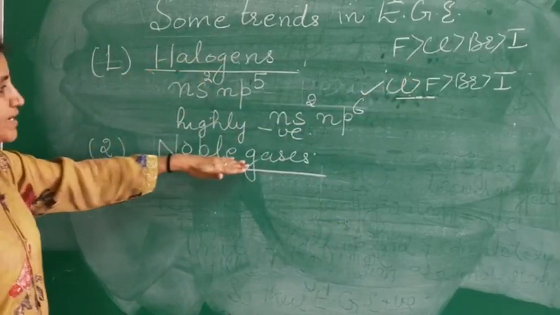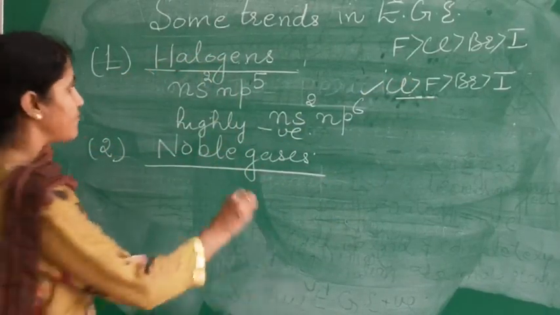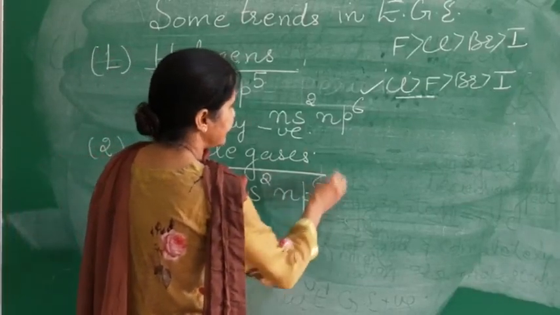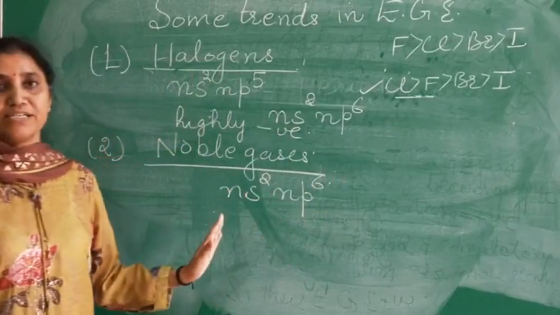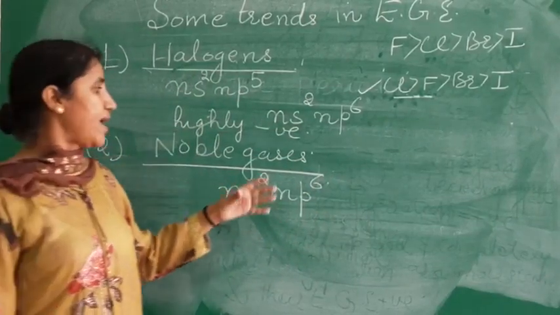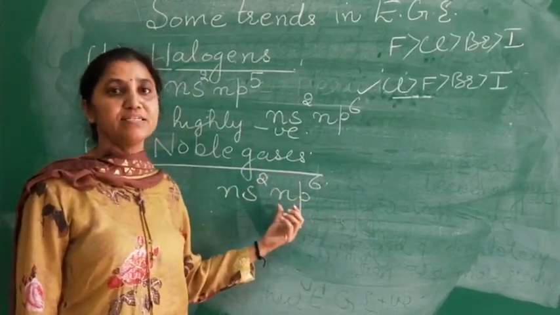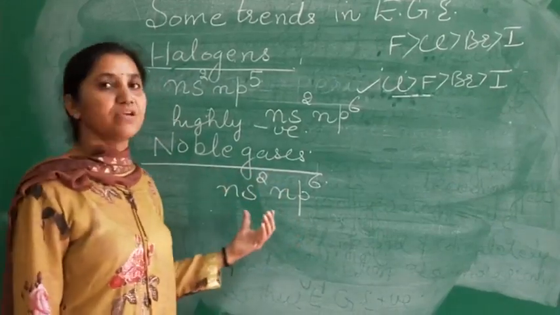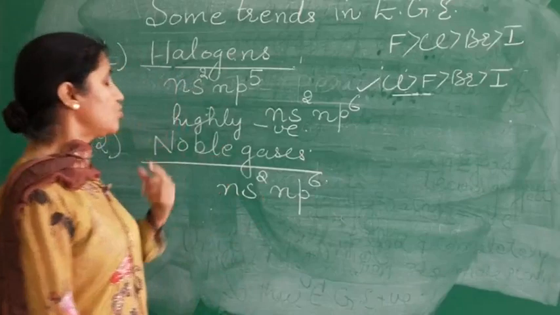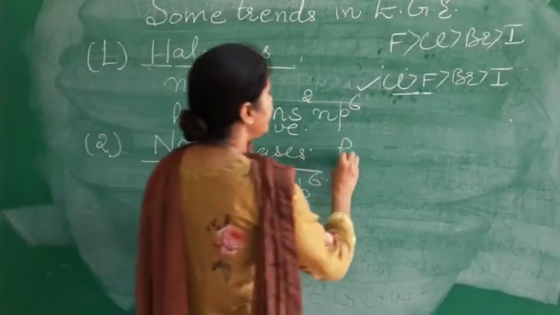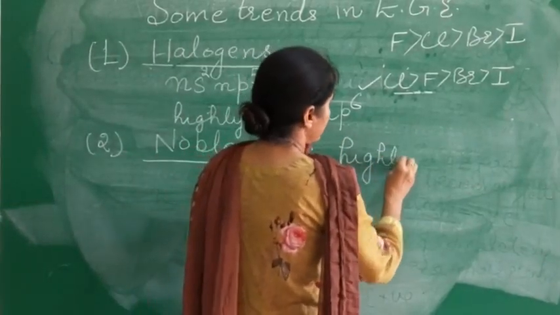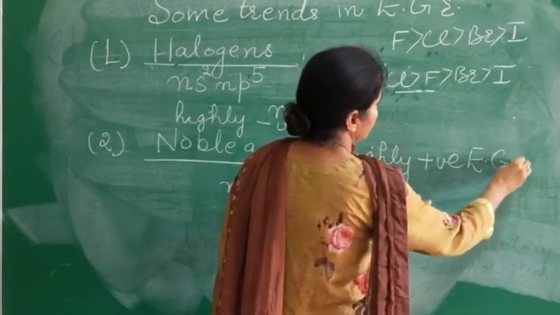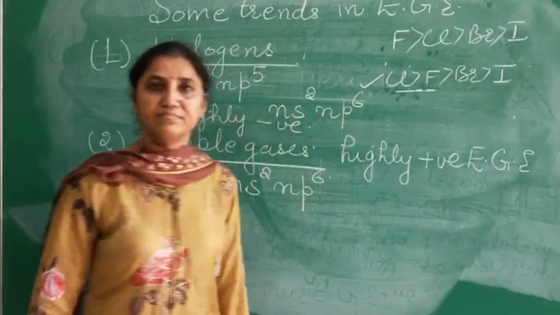Next come to the noble gases. Noble gases have completely filled configuration, that is ns2 and np6. So they have stable configuration. So if we have to add an additional electron to it, then in order to overcome the repulsive forces, we have to give the energy. So the noble gases have highly positive electron gain enthalpy.